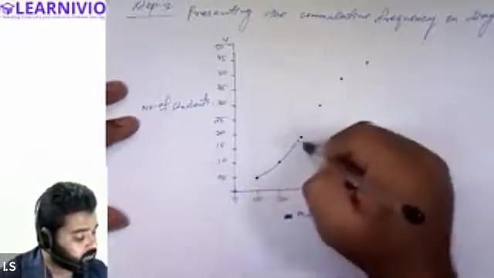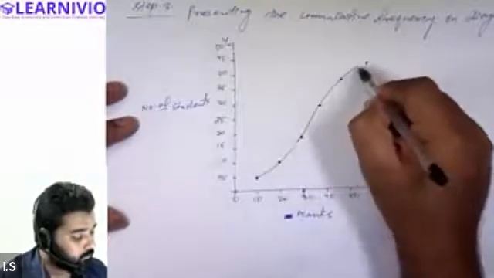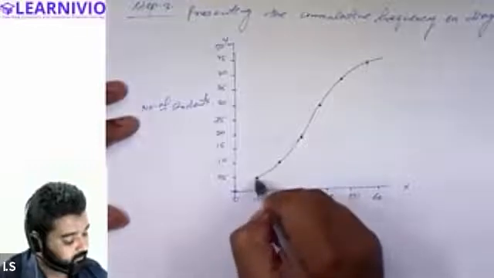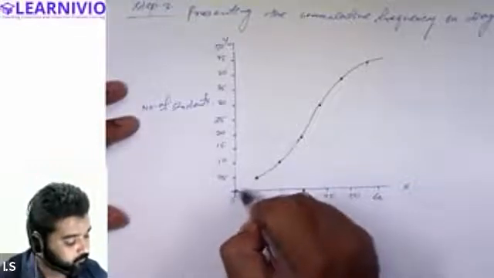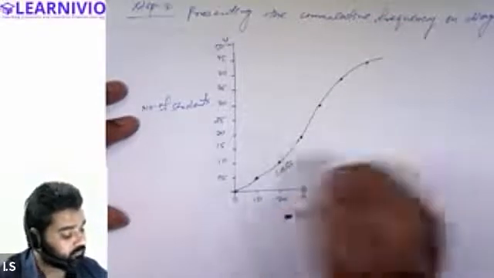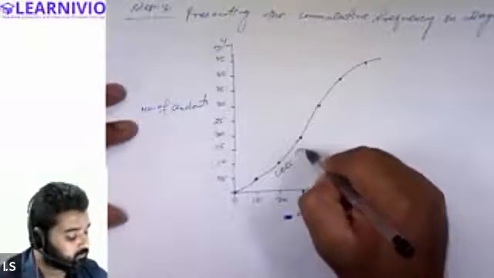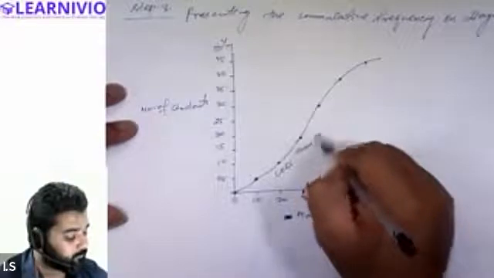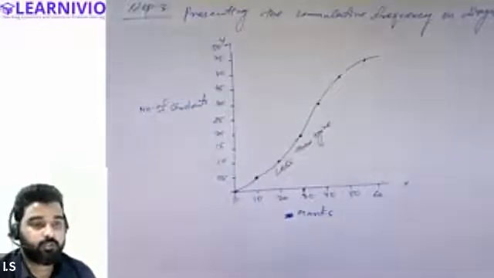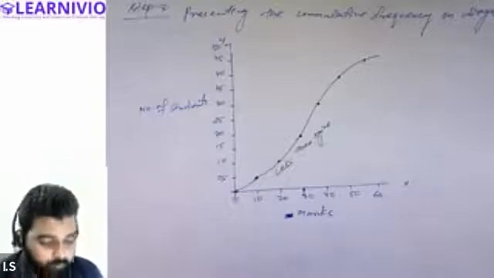Now we will connect each dot with a smooth line. This line is basically to be connected with the point of origin. This is called the less than Ogive, because this curve is made on the basis of the less than cumulative frequency. Got it, everyone? Samiksha and Steve? Yes, sir. Okay.